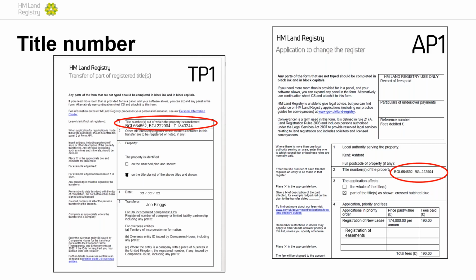In this example, 3 title numbers are referenced in the TR1 form, but only 2 title numbers are referenced on the AP1 form. It's important to ensure you apply to update the register of all the titles affected by listing them in Panel 2 of Form AP1. If a title number is missing, then technically no application has been made against that title. To meet registration requirements, an application needs to be made against all affected titles. Otherwise, we may not be able to guarantee the benefits of the rights granted and/or reserved.